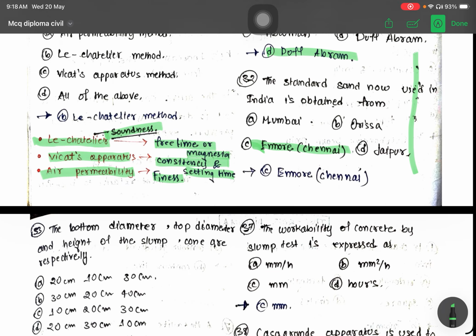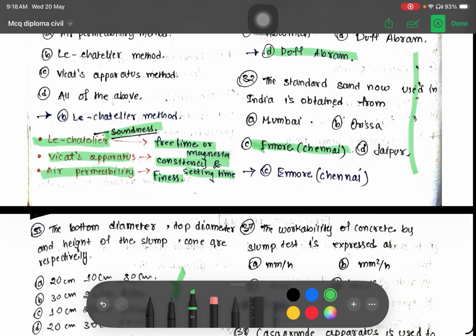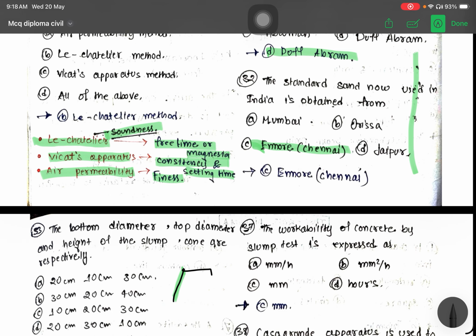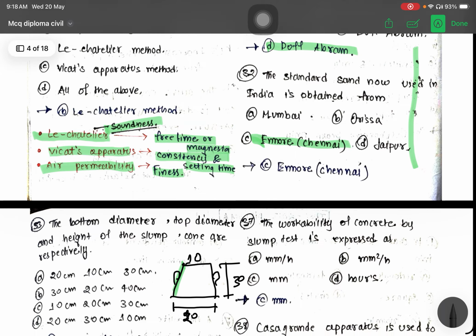The bottom diameter, top diameter, and the height of the slump cone are respectively 20, 10, and 30. So when the slump cone is like this, the bottom is 20, top is 10, and this height is 30. This is also known as frustum of cone: 20, 10, 30.